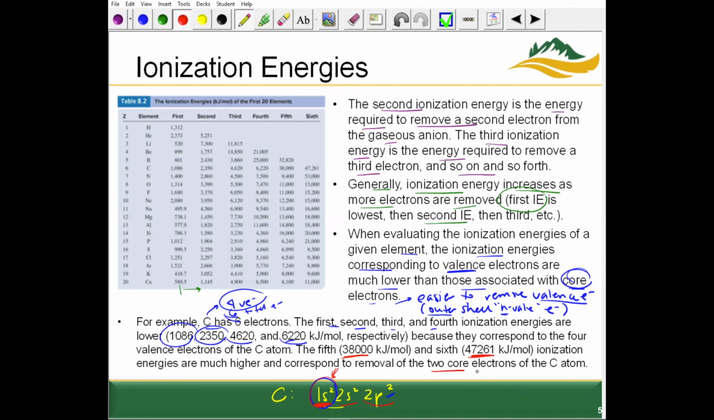So those 2 core electrons are really difficult to remove. But those valence electrons, they're easier to remove. Those electrons are in the outer shell. That's how we define valence electrons.